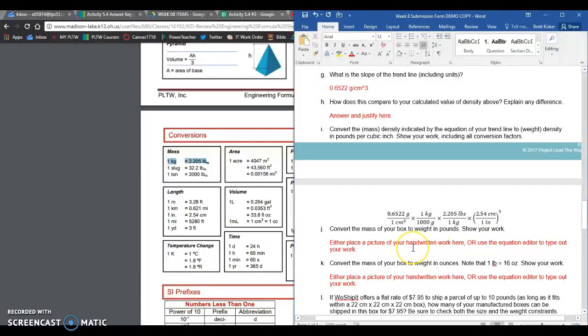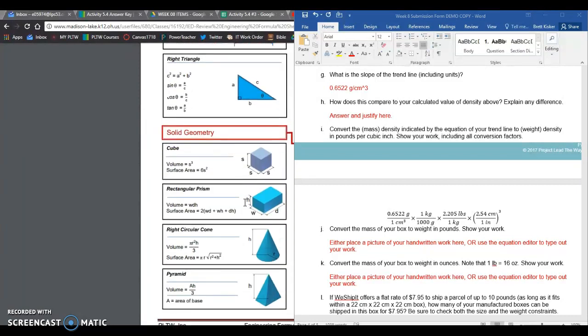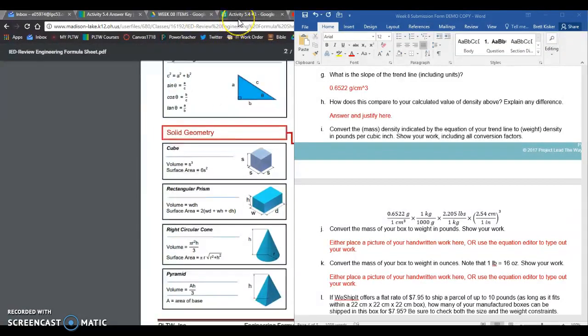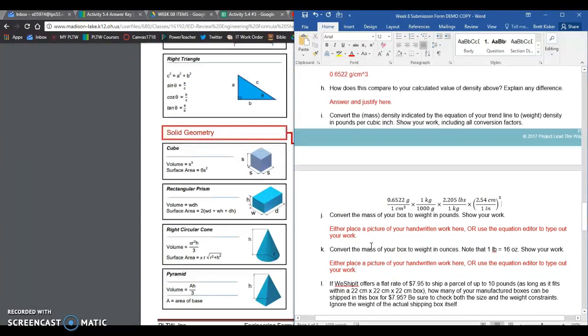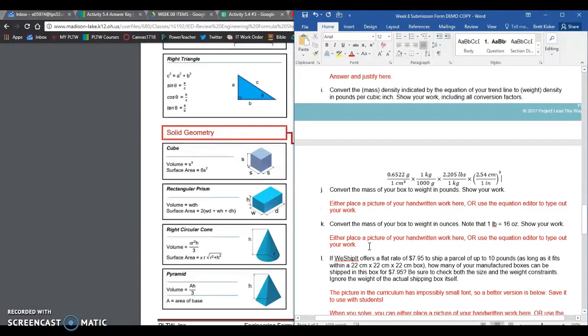And you're going to do the same thing. It says convert the mass of your box to weight in pounds. What they're asking for is you're supposed to pick your particular box and do the same exact steps here. If you want to, you can go back and just pick any of the 5 boxes. Pretend like you're one of the 5 people and do it there. And then it says do the same thing to ounces. So we'll let you go through and work through that.